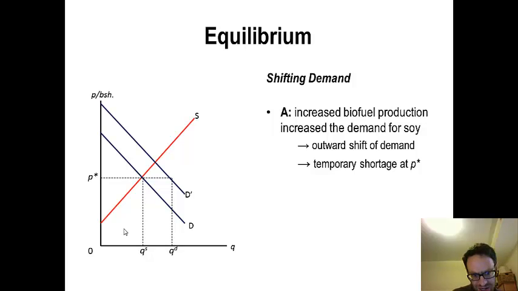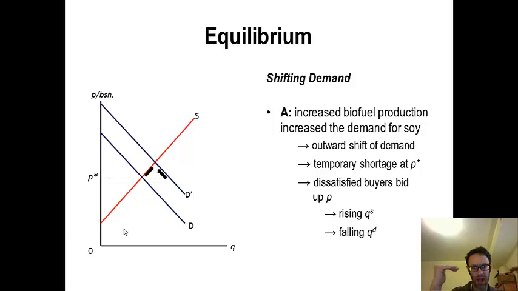A lot of buyers are quickly going to realize that I can't get what I need at such low prices. The only way that I can guarantee that I can get what I want is by outbidding the next guy. So buyers are going to slowly outbid one another for this very limited supply of soybeans. As prices begin to rise, some buyers who are on the margin will fall out of the market, and sellers, farmers in this case maybe, who are able to produce soy, corn, wheat, alfalfa, whatever, might quickly substitute away from those other alternatives and start producing more soy because the price has increased, making it a bit more attractive.